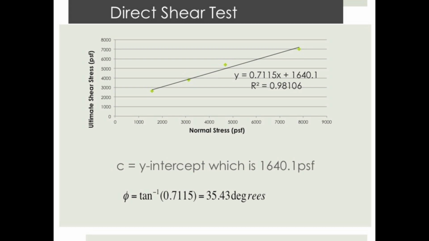Any shear and normal stress that plots on or above this line represents the failure plane. Any shear and normal stress that plots below this line represents a safe design for the soil in question. This concludes the test procedures and data reduction sections for direct shear testing.